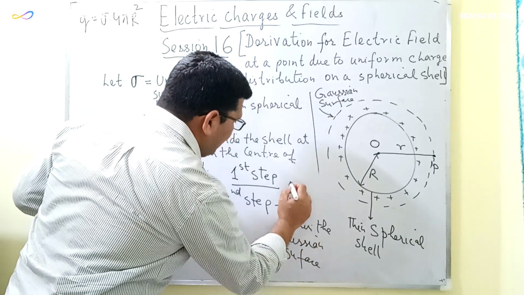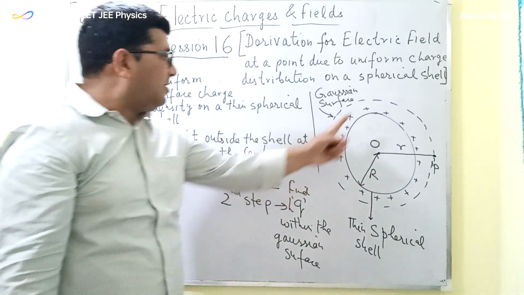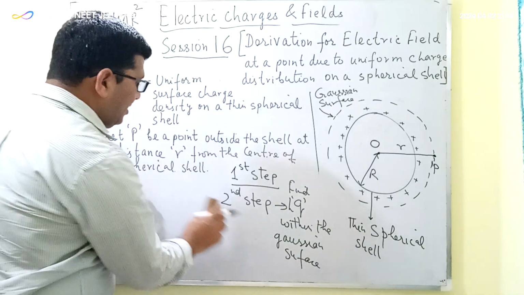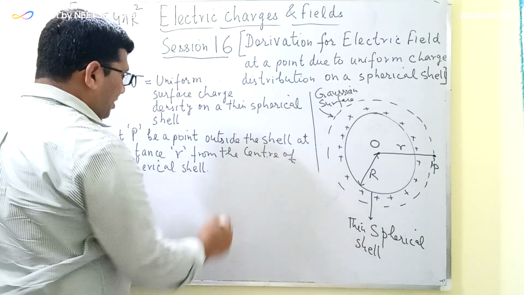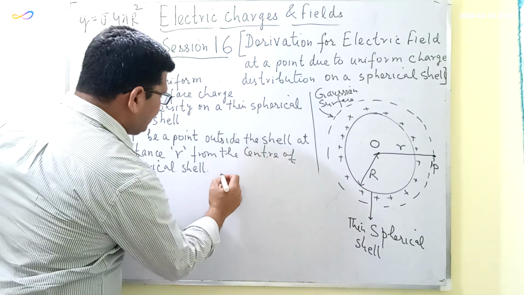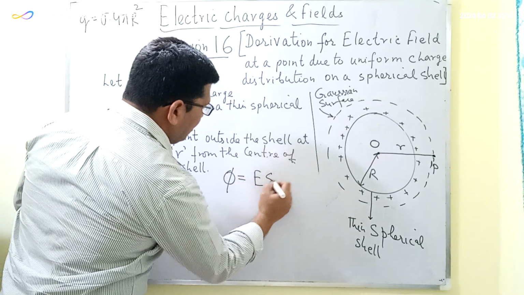Okay, we have to find Q, that is the total amount of charge which is enclosed by that Gaussian surface. So that I have already found, which is equal to sigma into 4 pi capital R square. Now the third step. In the third step, I will be using another formula for flux, which is equal to ES cos theta.